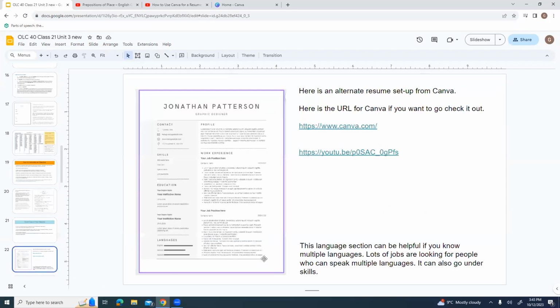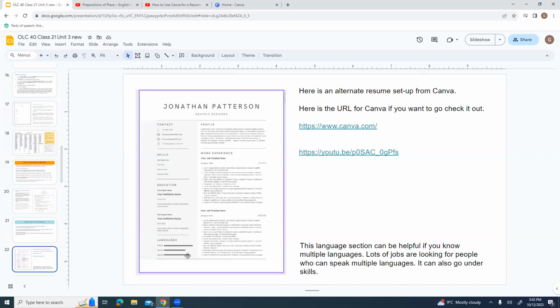Okay, so here's an example. This is an alternate resume setup from Canva. This is the URL for Canva if you want to go check it out. I think I've got a little video clip. The nice thing with this is it's really beautifully set up. So if you're planning to use your resume to look for work, especially if you're someone who's got a lot of work experience, this is a beautiful little resume, very simple, and be a great way to do it.